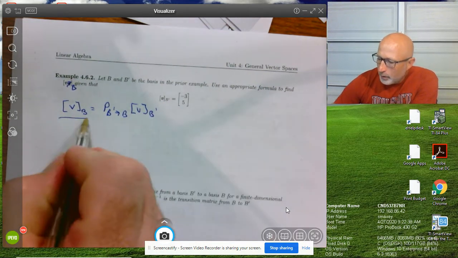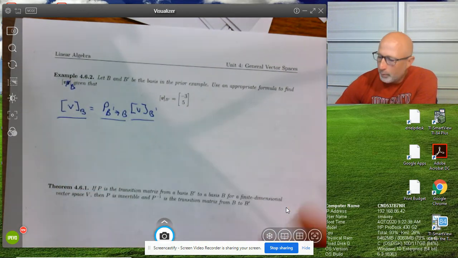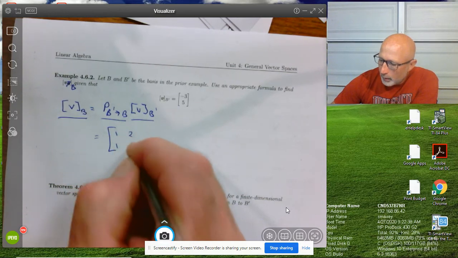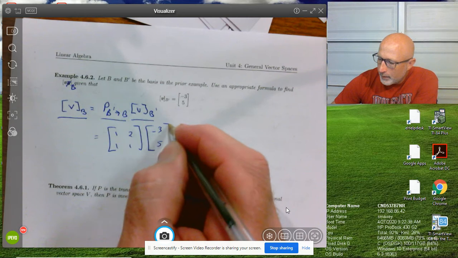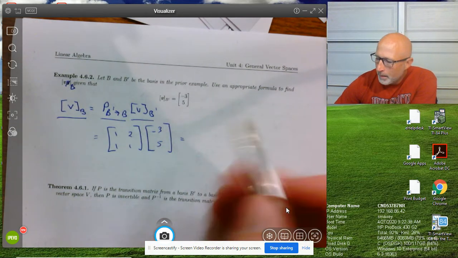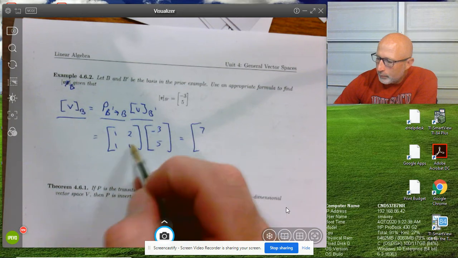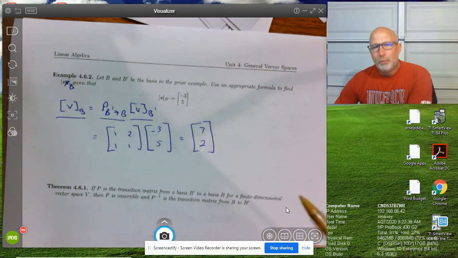Well, this is what I'm looking for. I know what this is, I know what this is, so I just have to multiply it all out. So this matrix is 1, 2, 1, 1, and this is the vector negative 3, 5, and then I just have to multiply them together. So negative 3 plus 10 is going to give me 7, and then negative 3 plus 5 is going to give me 2. Now what does that mean?